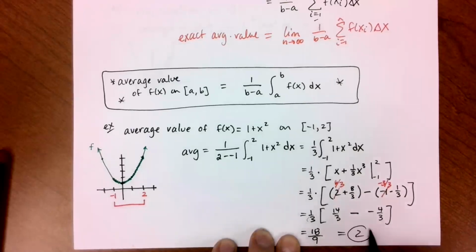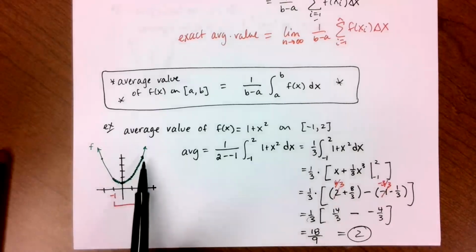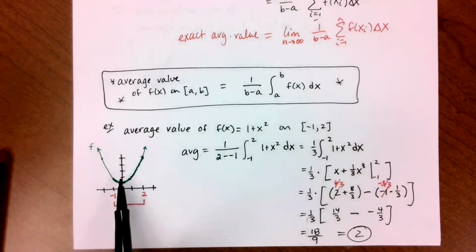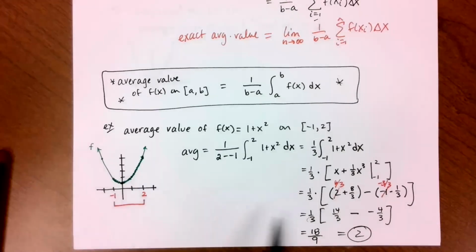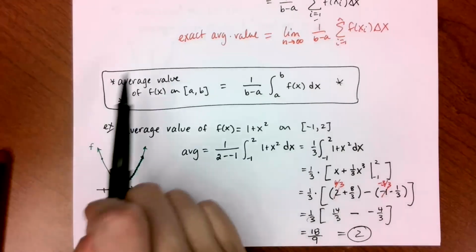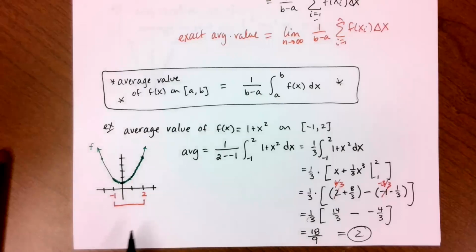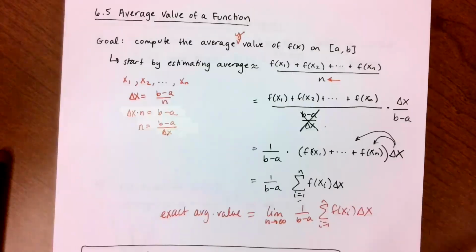So my average value is 2, which reasonably does make sense looking at this image, right? A y value of 2 is right about this height right here, so it is in the neighborhood of this graph. If we got an average value of 100 way up here, or -10 way down here for this graph, that would be suspicious, but this number roughly makes sense given what we're looking at. Okay, let's move on.